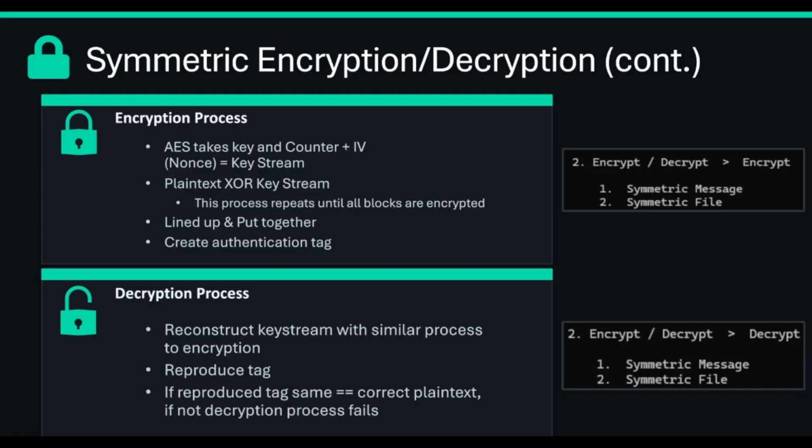For the decryption process, it reconstructs a key stream with a similar process to encryption, but instead of the plain text XORing with the key stream, it's the ciphertext. Then afterwards it will reproduce a tag, and if the reproduced tag is the same, you get the correct plain text. If not, the decryption process fails, and you know that the file may have been tampered with.